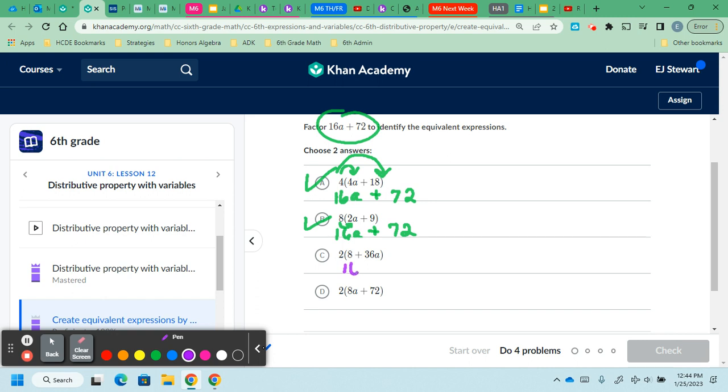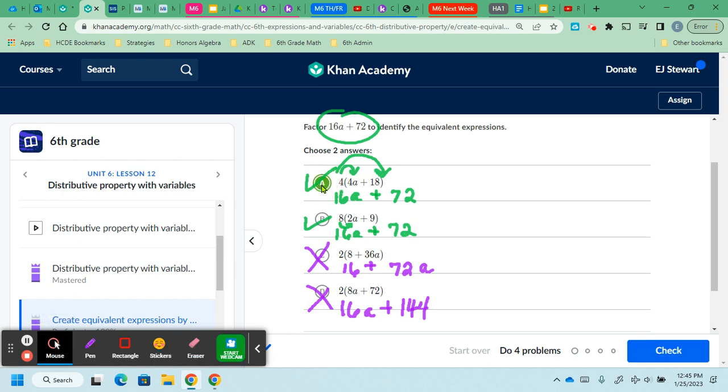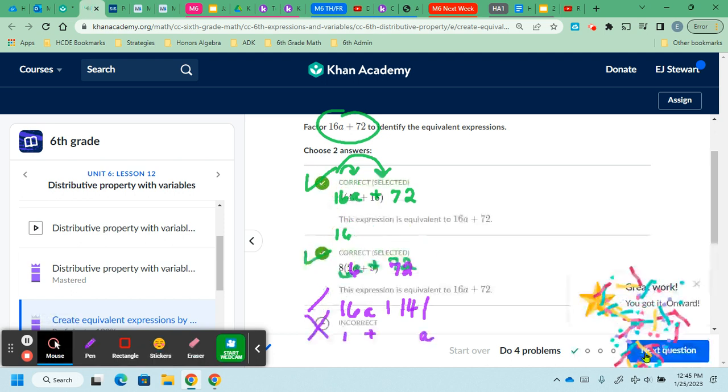2 times 8 is 16, plus 2 times 36 is 72a. Well, it looks similar, but notice the a is with the 72, and the 16 is a constant. It doesn't have a variable. So I know that C cannot be an answer. Then 2 times 8a is also 16a, which I have up here, but 2 times 72 is 144. So now I know what my answers are. It's got to be A and B.